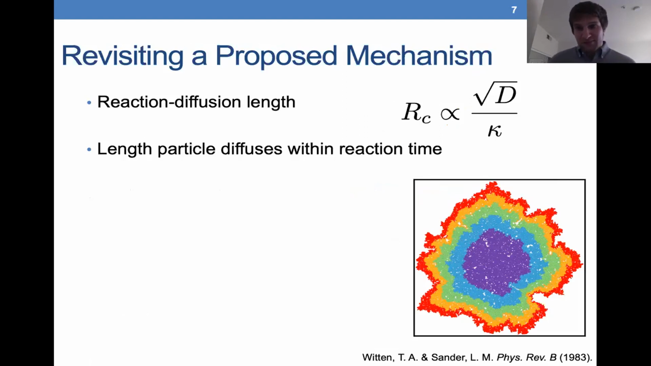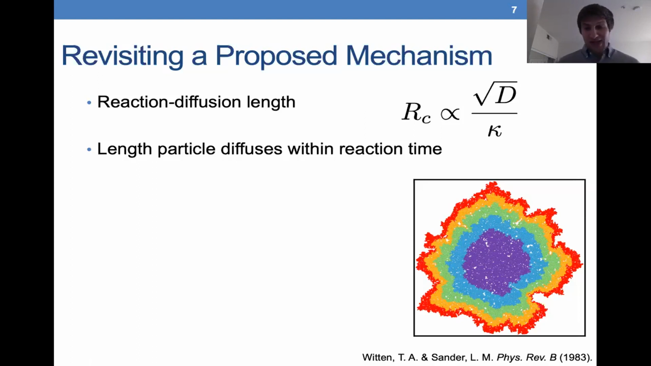So it's a little bit confusing, but the mechanism is roughly the same. And that mechanism is just that there's a parameter called the reaction-diffusion length. And that reaction-diffusion length is the square root of D divided by kappa, the rate constant. And D is the diffusion constant. The details I don't want to go into too much, but really this thing is pretty intuitive. It's just the length the particle can diffuse within the characteristic reaction time.